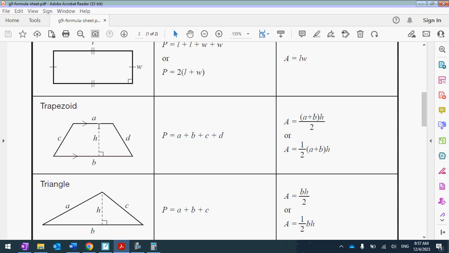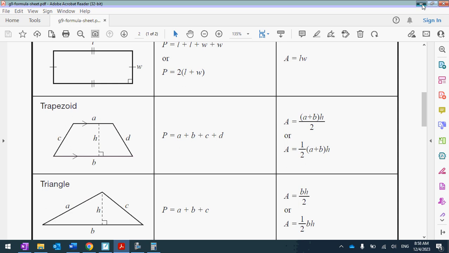We have h, which is the height of a trapezoid, which is the distance between the 2 parallel sides. And then the 2 parallel sides are a and b. So the easiest way to calculate the area of a trapezoid is add a plus b, divide by 2, and then multiply by the height. You're basically calculating the average, a plus b divided by 2, the average of the 2 parallel sides, and then multiplying it by the height to calculate the area. Notice C and D have nothing to do with the area.